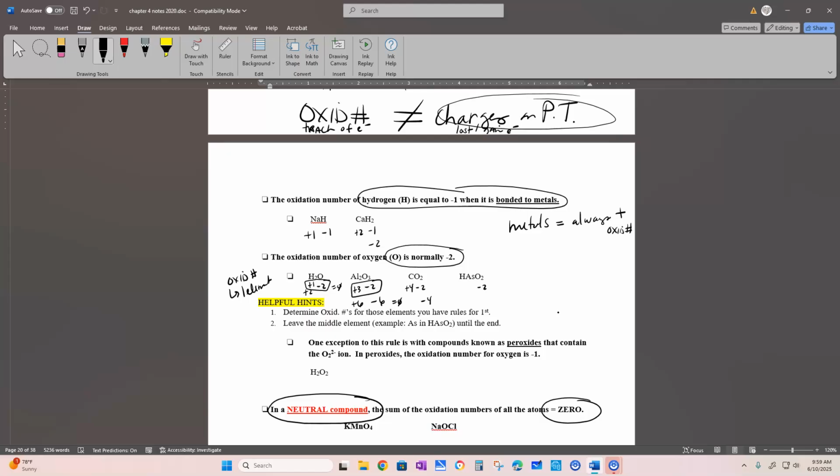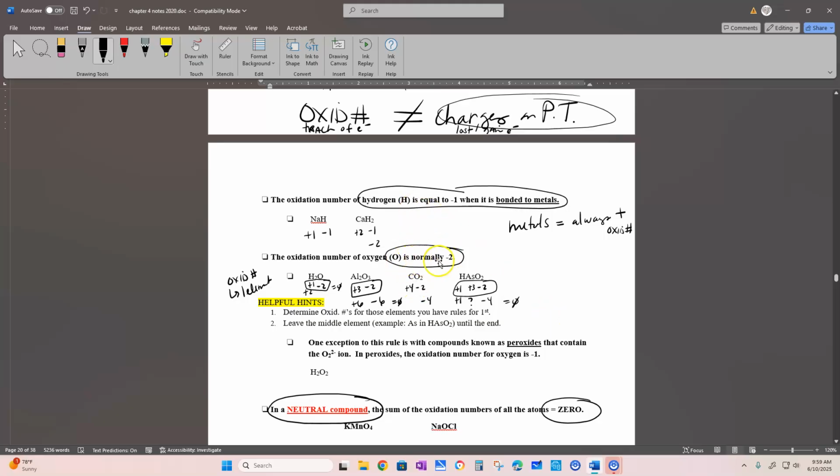So what happens if you have like a transition or an element under the staircase? So determine the oxidation numbers for all the elements that you know first. Well, I know hydrogen's +1, oxygen's -2. So then leave the element in the middle to the end. So if that's 2 times 2 is -4, 1 plus something, -4 equals 0. So that must mean my arsenic has to be +3.